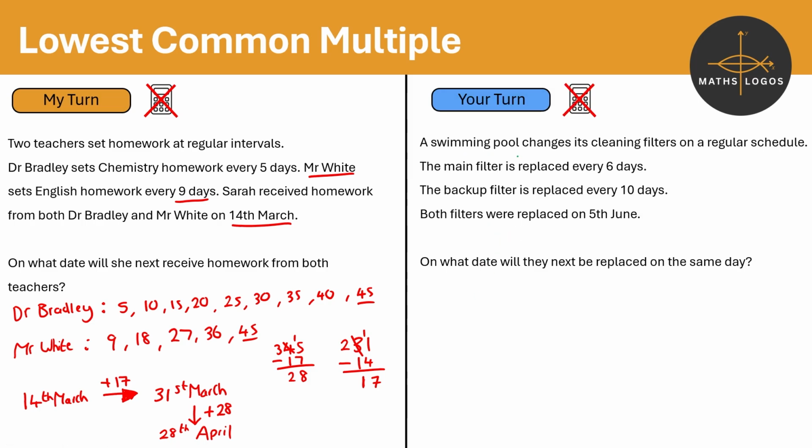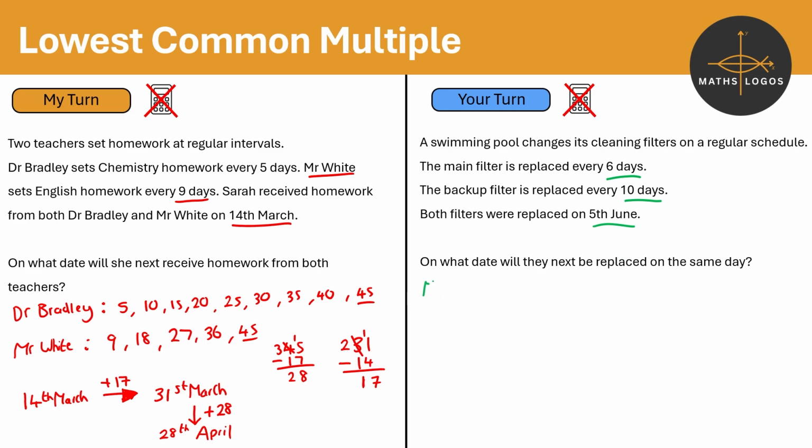Let's go through it. A swimming pool changes its cleaning filters on a regular schedule. The main filter is replaced every 6 days. The backup filter is replaced every 10 days. Both filters were replaced on the 5th of June. On what date will they next be replaced on the same day?